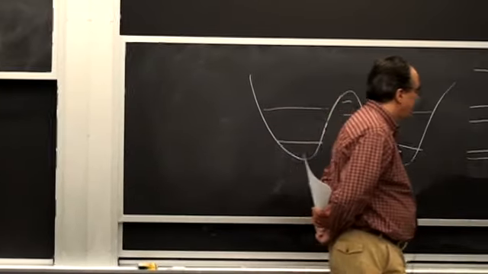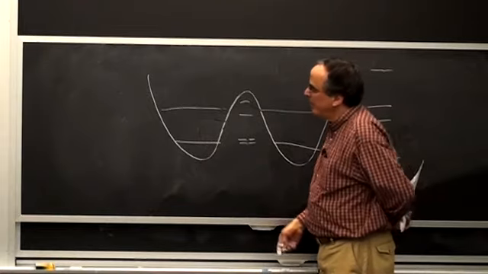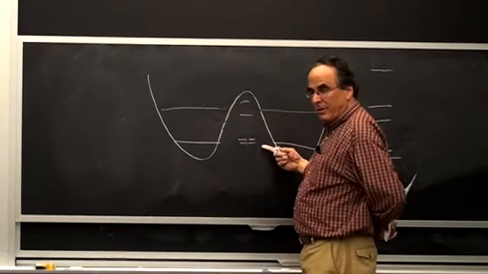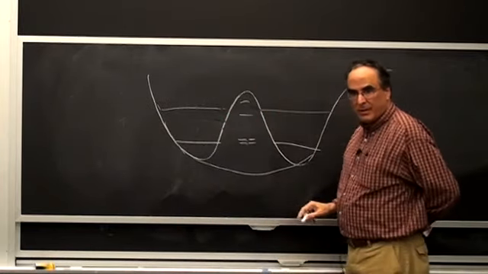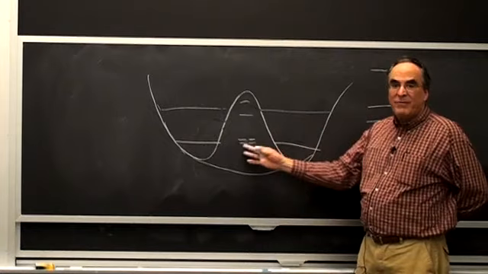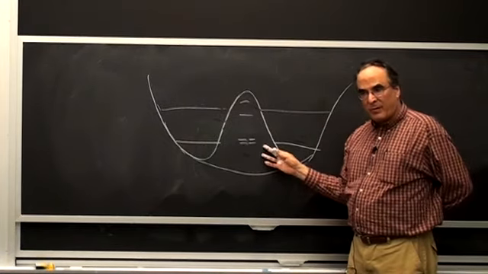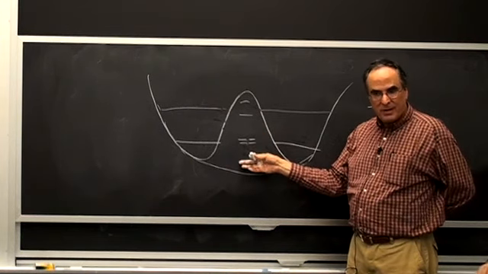The size of the splitting. Well, actually, it's easier to think about it this way. What do the energy levels look like for this potential versus this potential? These two wells are half as wide as this big one. And if you double the width of a well, you make the frequency half as large.